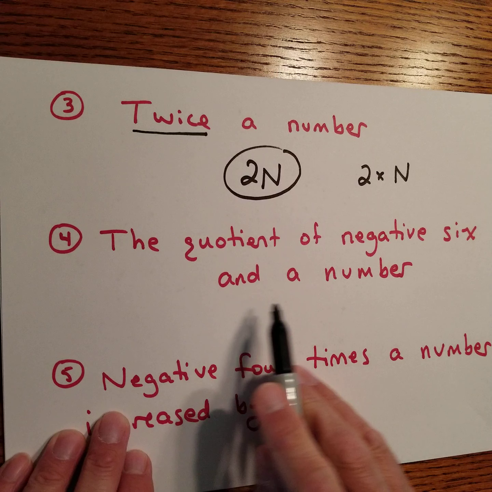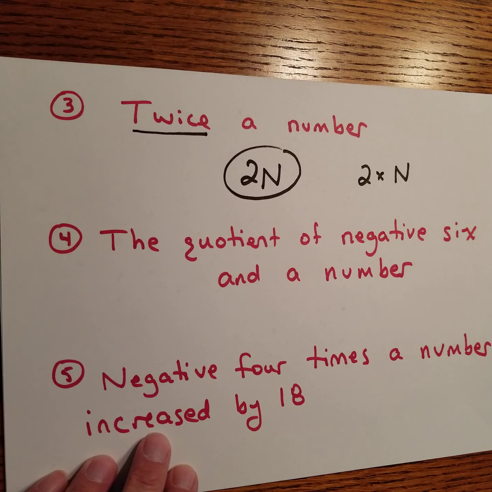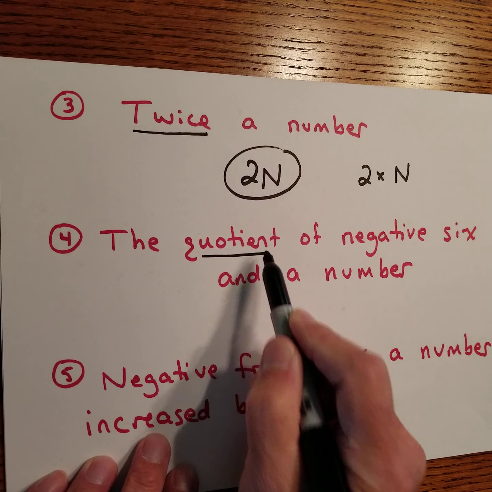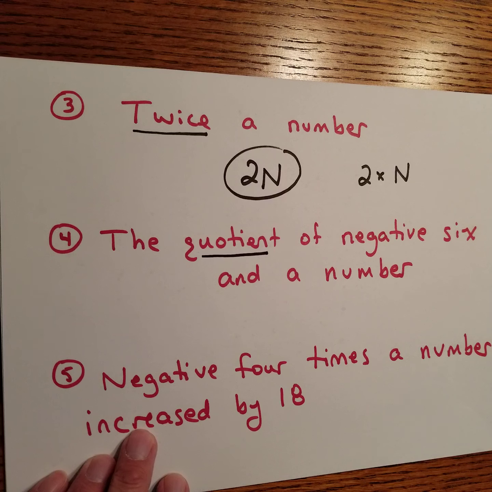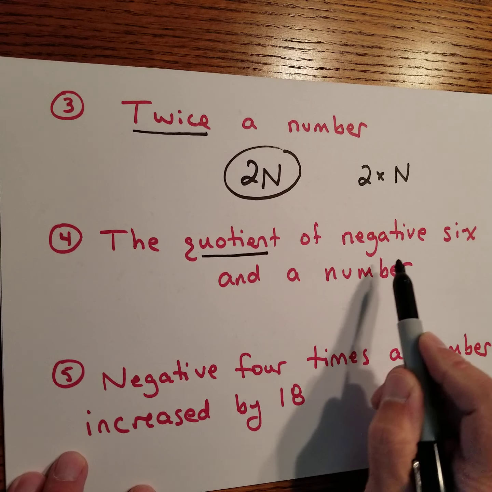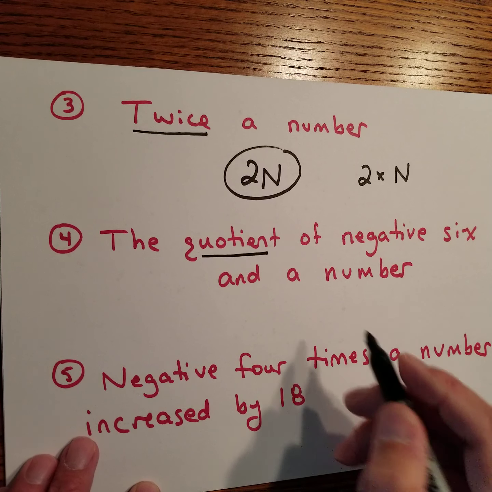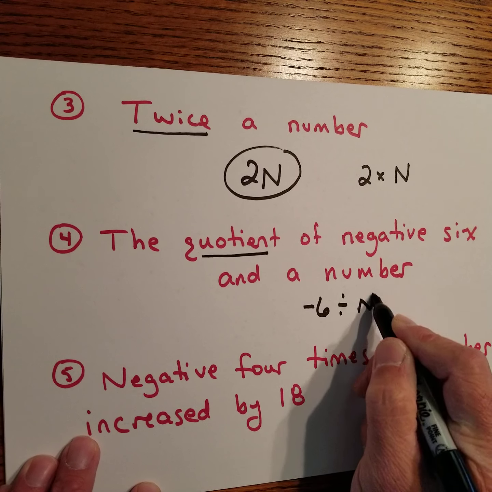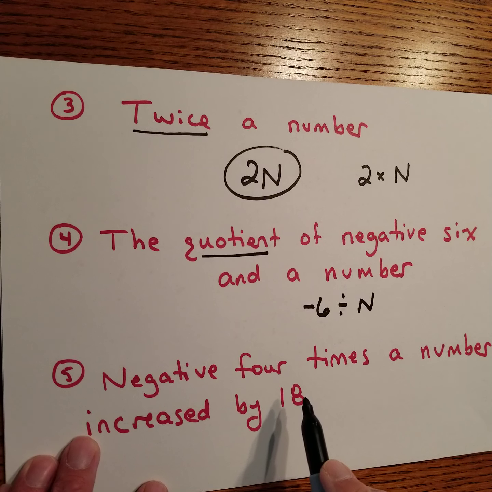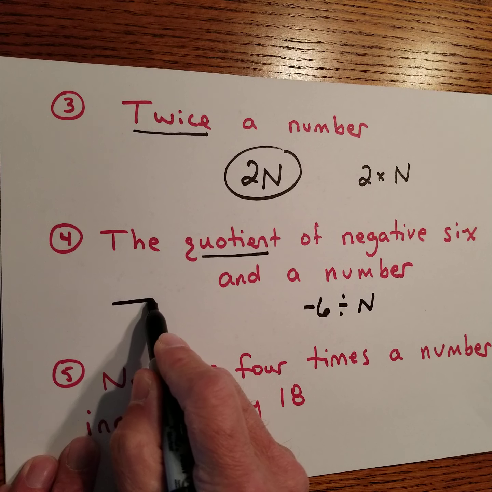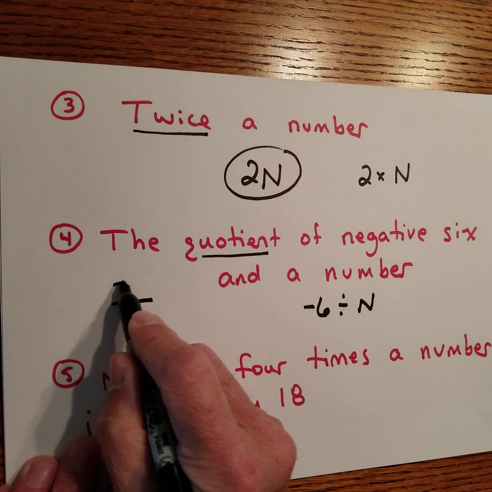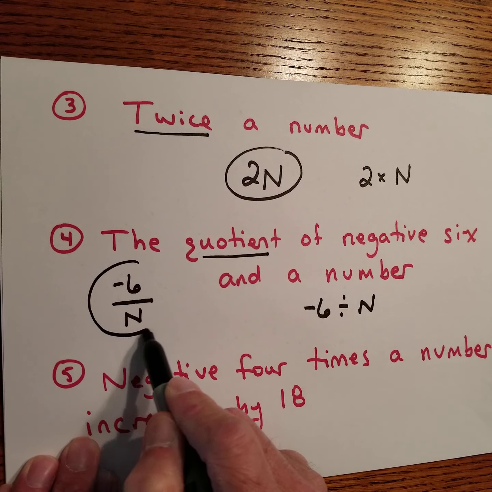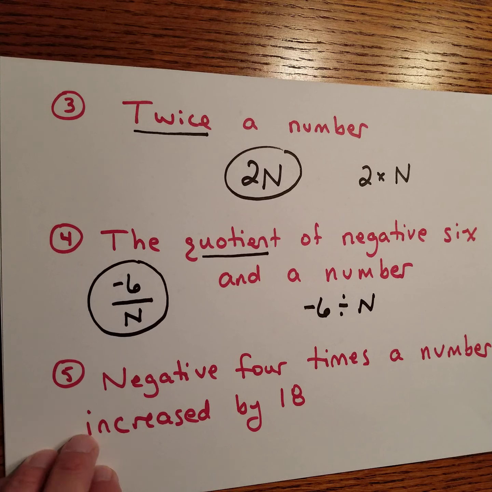In number 4, read through and find your math word. The word is quotient, and quotient means to divide. Two nice ways to write this one. The quotient of -6 and a number. You can write it that way, -6 divided by n, or even better, use a fraction bar as a division bar. Here's the quotient of -6 and a number. That's generally the way we'll write it, although either way is correct.